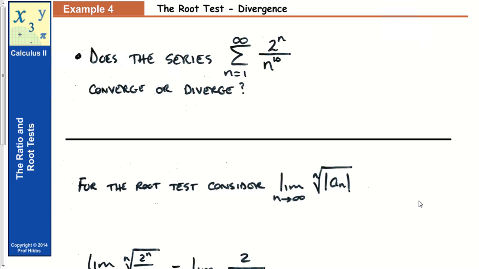You can see it's pretty easy to use, and the root test and the ratio test, which is somewhat related to this, are two of my favorite tests for divergence and convergence.